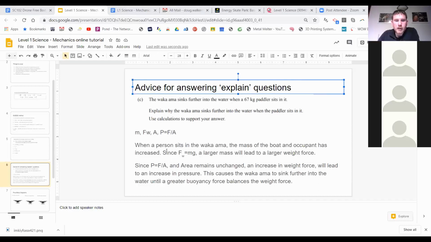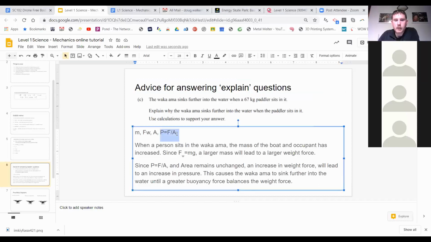So just a reminder there then, use the equations to support your answer. And if you write the equations you're going to use, then make sure you tick off each of the terms. Often the difference between merit and excellence for that sort of question will be stating that something remains the same. So in this case, area remained constant or unchanged. And unless you specifically stated that, you wouldn't get perhaps the full credit for the answer.